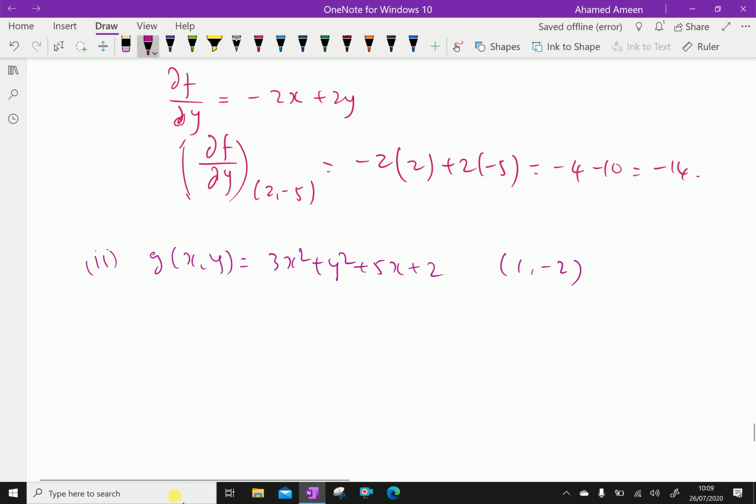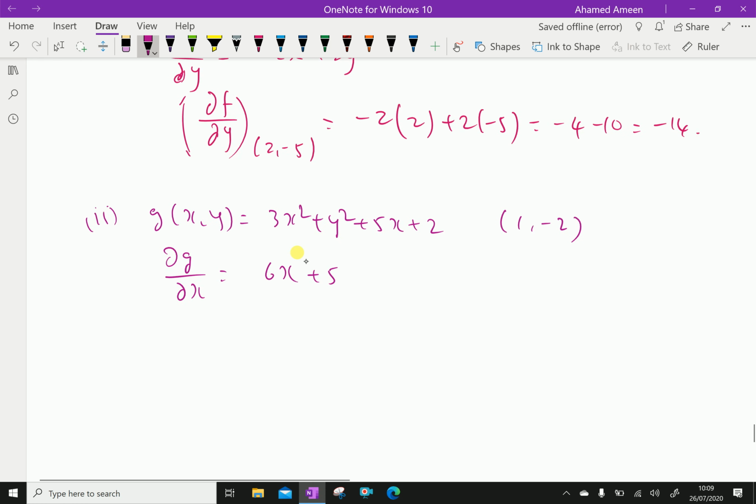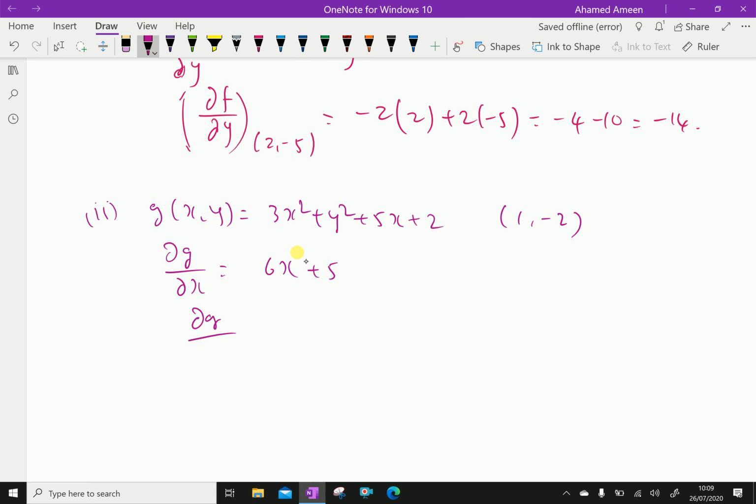Here dou g by dou x means the partial derivative of function g with respect to x. So here x is the variable, other things are constant. So it is 6x, y squared is 0, plus 5. Therefore, dou g by dou x at the point (1, -2), x is 1, gives 6 plus 5, so 11.